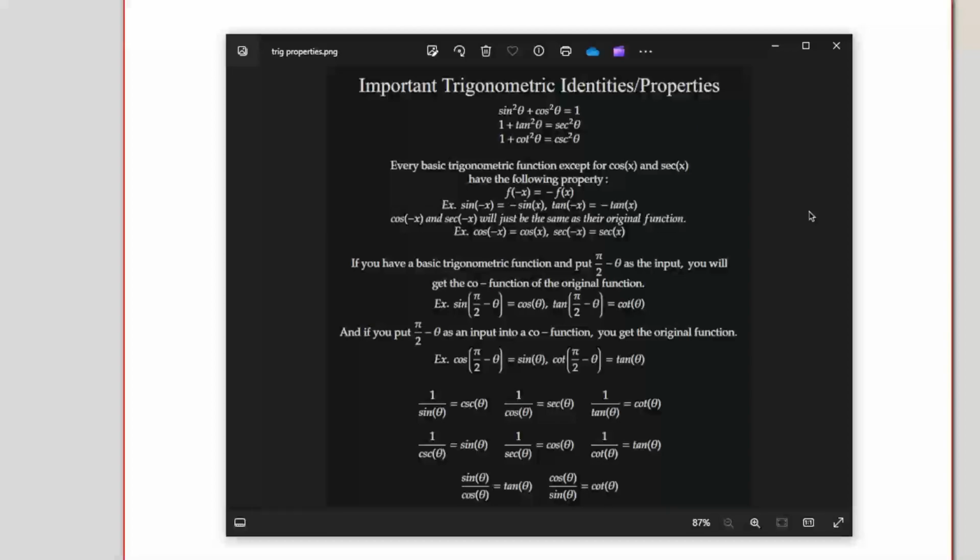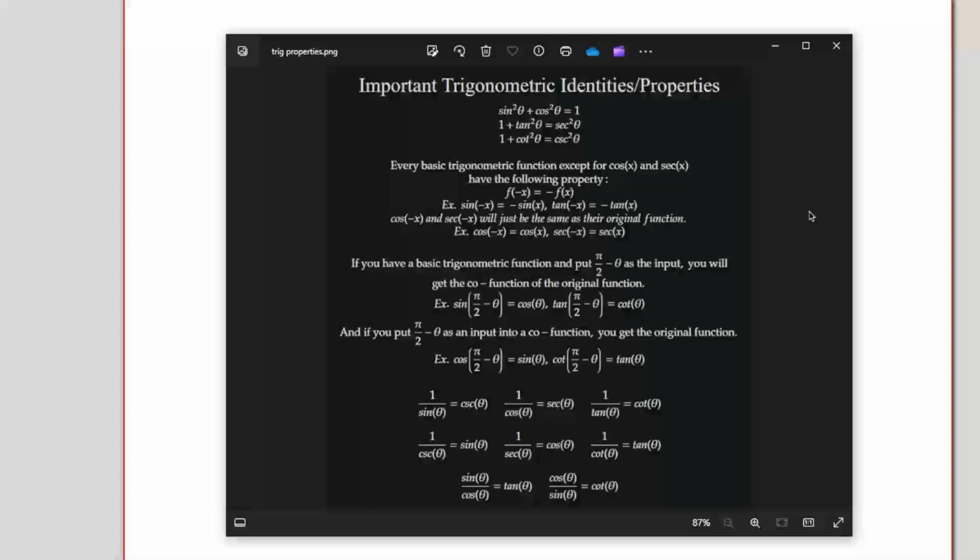And if we have cosine of negative x and secant of negative x, it will just be the same as their original function. So as you can see, cosine of negative x is equal to cosine of x, and secant of negative x is equal to secant of x. So let's say I had sine of negative 3, it'd be the same thing as negative sine of 3. But if I had cosine of negative 3, it'd be the same thing as cosine of 3.